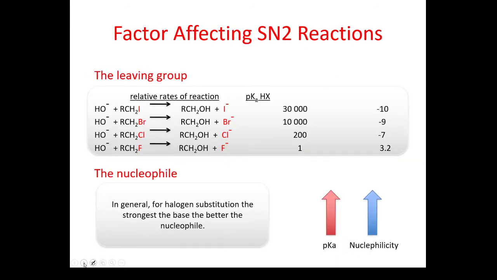Okay. So again, factors affecting it. I need a decent leaving group. I need a really good nucleophile since I'm attacking right away. I need something that's a strong base. I need something with a negative charge. I need a really good nucleophile to get in there and attack. My leaving group doesn't have to be the greatest leaving group because the attack of the nucleophile is going to knock it off in an SN2.